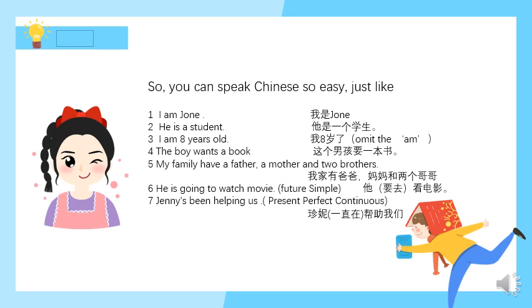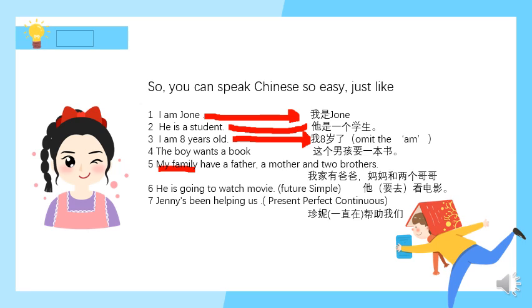Just like, 我是 John. He is a student. 他是一个学生. I'm 8 years old. 我八岁了. The boy wants a book. 这个男孩要一本书. My family has a father, a mother, and two brothers.